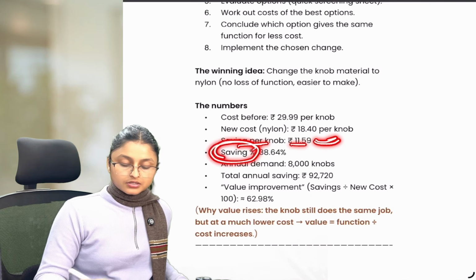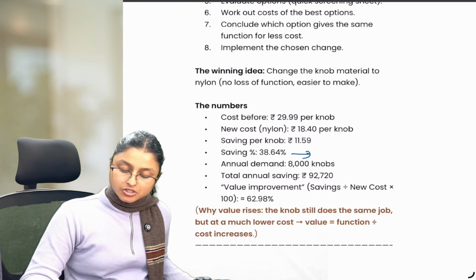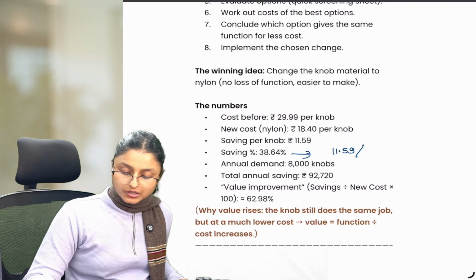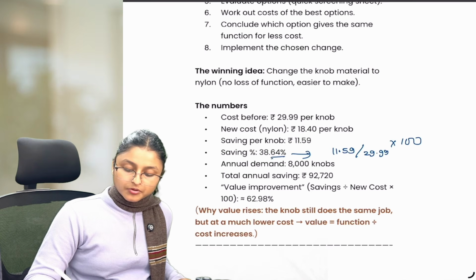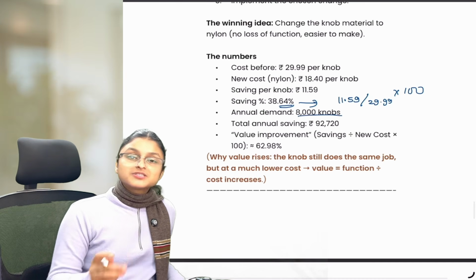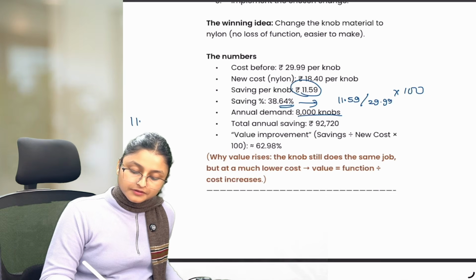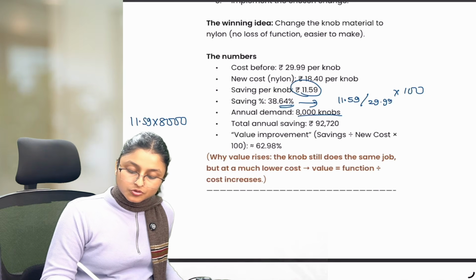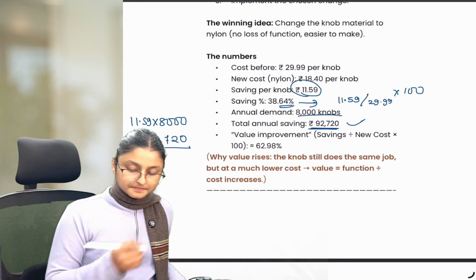If I calculate the saving percentage, how do we calculate it? You take the saving divided by the cost before, that is 11.59 divided by 29.99, into 100. It will come approximately 38.64 percent. Next, the annual demand for knobs is 8,000. So per knob you are saving 11.59. You need 8,000 knobs. That means in total you are saving approximately 92,720 rupees.